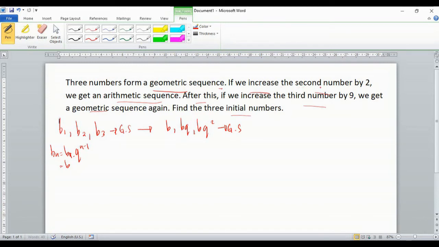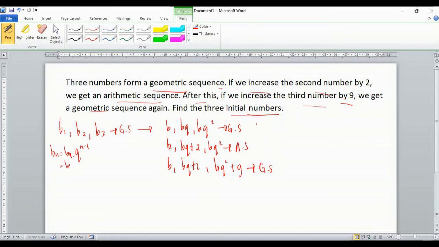If we increase the second number by 2, we get an arithmetic sequence. So from here, if the second term is plus 2, this one becomes an arithmetic sequence. After this, if we increase the third number by 9, Bq plus 2, Bq² plus 9 to be a geometric sequence again. They told us to find the three initial numbers.